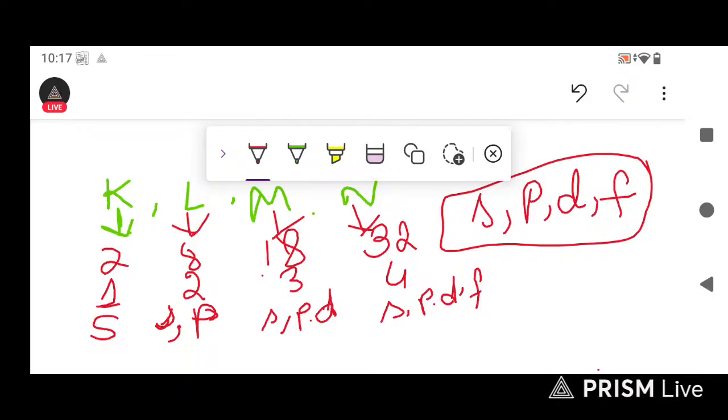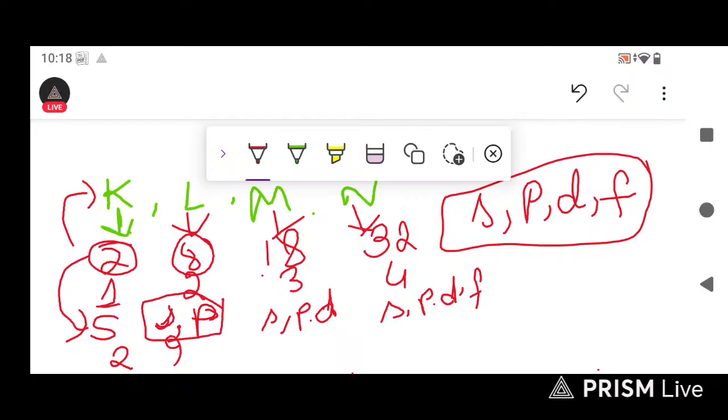So how many electrons will be there in S? There will be 2 electrons. Here we see that there are 2 electrons in the K shell, and it has 1 subshell, so it will be 2 here. If we talk about L shell, it has 8, and it has basically 2 subshells S and P. 2 in the S shell, remaining total 8. S has 2, remaining 6, means 6 electrons will be in P subshell. Now we talk about M shell.